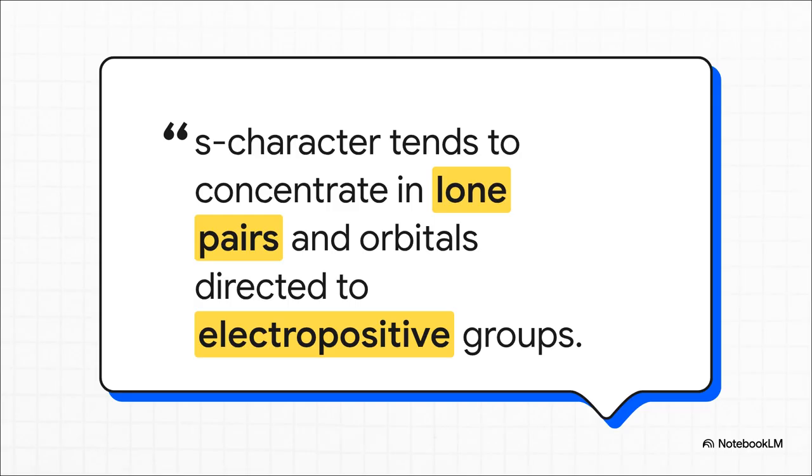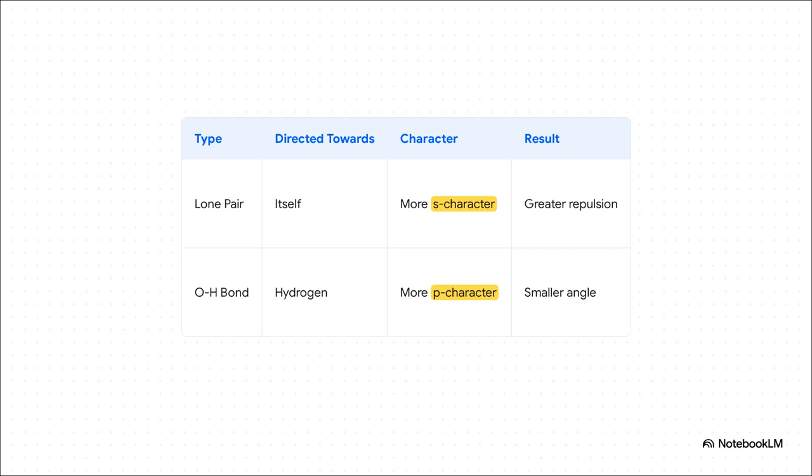That valuable, low-energy s character likes to be in one of two places. It either stays home in the lone pairs, or it goes into bonds that are pointing toward atoms that don't pull on electrons very strongly. Basically, the oxygen atom is selfish with its good stuff. And this table just lays out the logic perfectly.